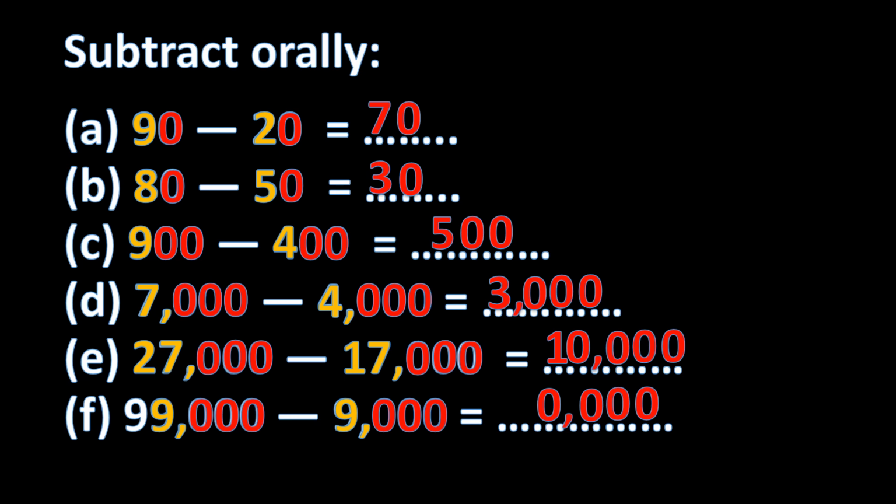Now subtract the digit in 10,000s place. 9 minus nothing is equal to 9. So write 9 in 10,000s place. So the answer is 90,000.